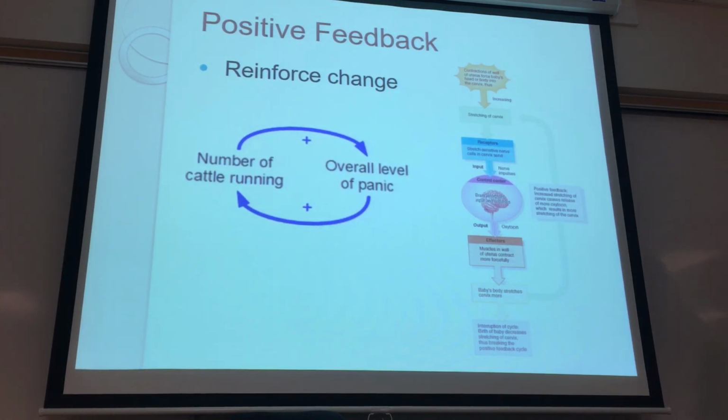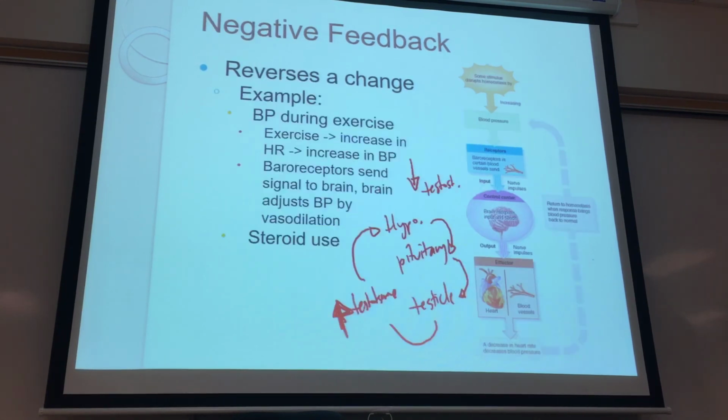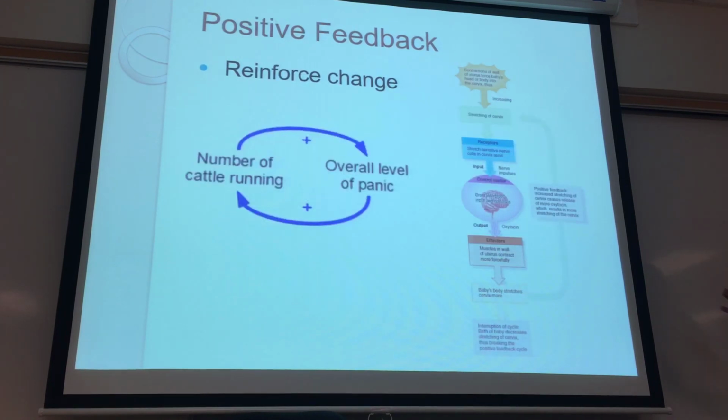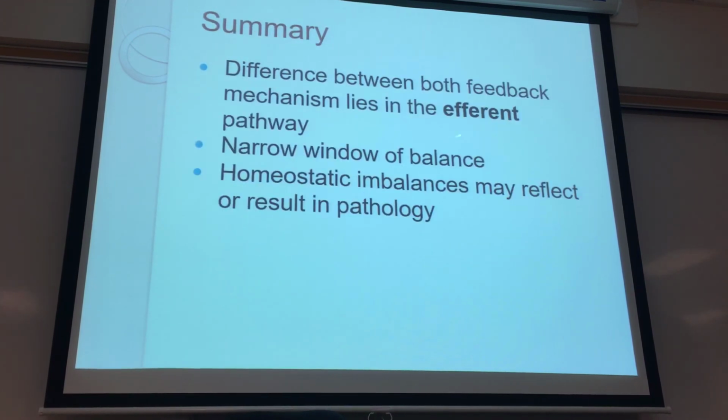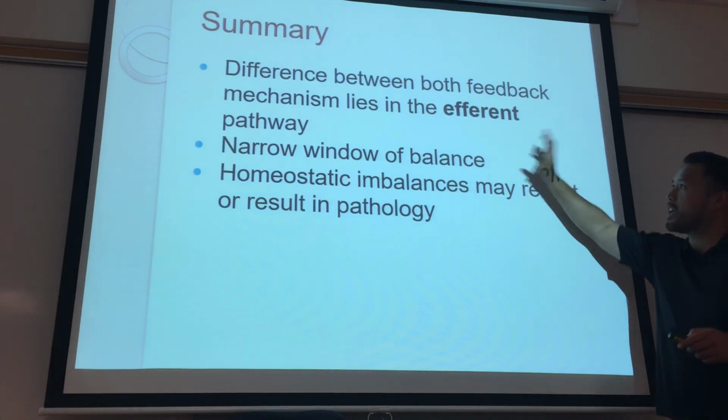Another good example is if you injure yourself and get a cut. One platelet starts to stick to that area. Once a platelet sticks to that area, more and more platelets stick to that area to cause blood clotting. It's exactly the response that we want. So these work hand in hand. And if you look at both negative feedback and positive feedback, the biggest difference between the two is what happens in the efferent pathway. That's the biggest place where the change takes place.